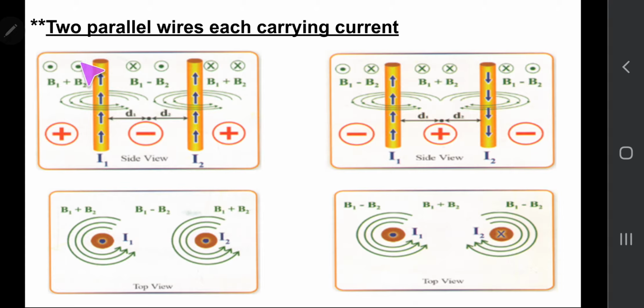In this wire, the magnetic field comes out from here and goes into the page here, and in the other wire, the magnetic field comes out from this direction and goes into the page on this side. So between the two parallel wires, I have two directions of magnetic field, into the page and out of the page. So the magnetic field here, guys, is inverse in direction, opposite to each other.